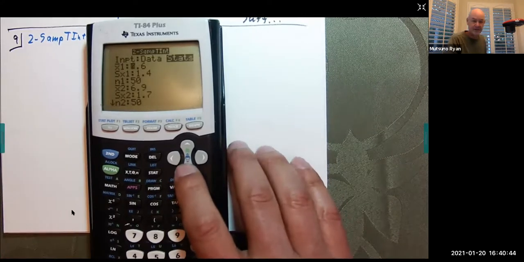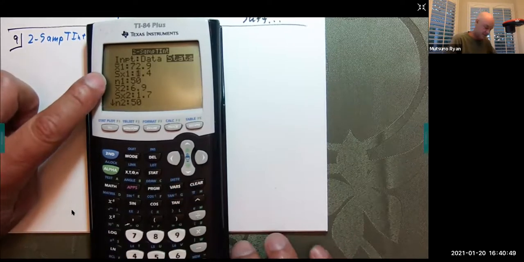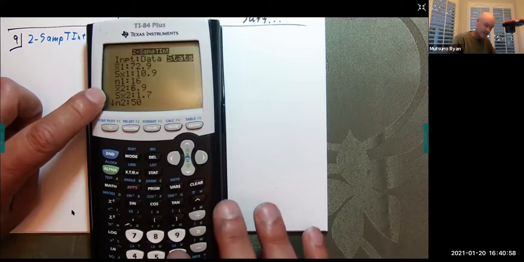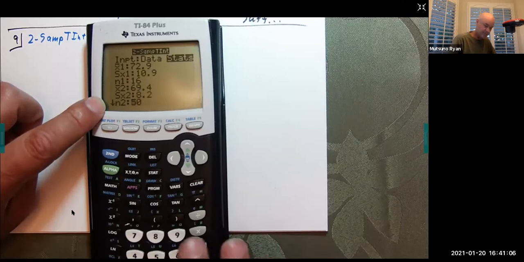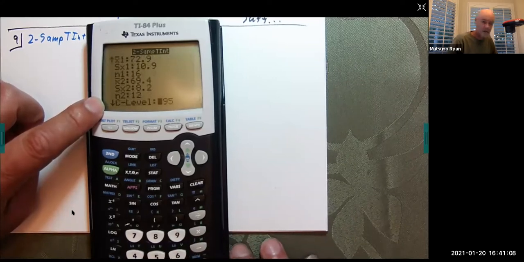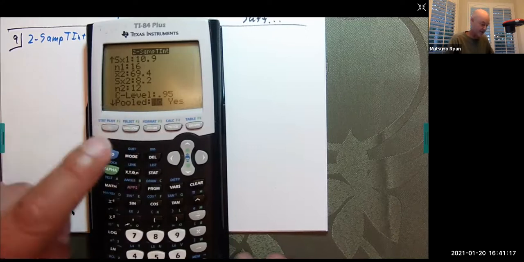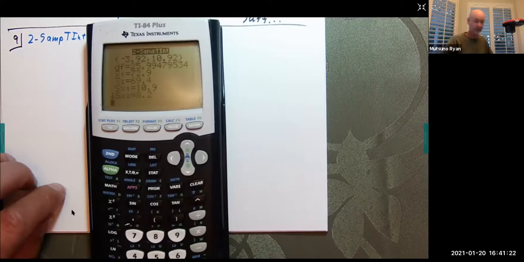And our first x-bar is 72.9. Our first standard deviation is 10.9, and n is 16. Our next one is 69.4, standard deviation is 8.2, sample size of 12. Confidence level they give us is 0.95. We are not pooling it. So if no is not highlighted, you would just hit enter and it would highlight it. And calculate. We're done.